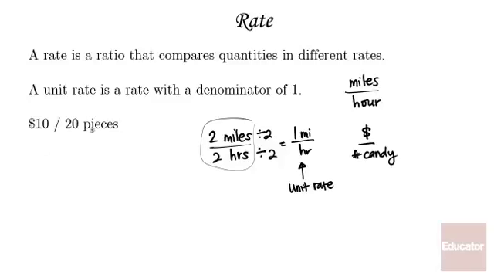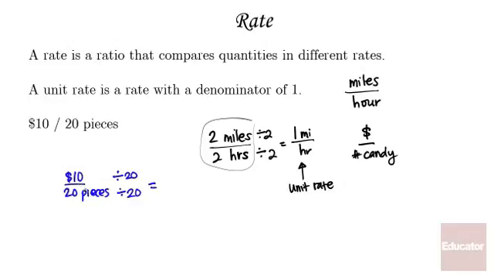Okay? So here's an example, $10 per 20 pieces. So that's like the candy example. If it's $10 for every 20 pieces, well, in order to give me a unit rate, I want to find out how much it is per piece. So one piece. So I'm turning this denominator into a 1. That means in order to turn this denominator into 1, I have to divide it by itself. That means I have to divide this top number too.